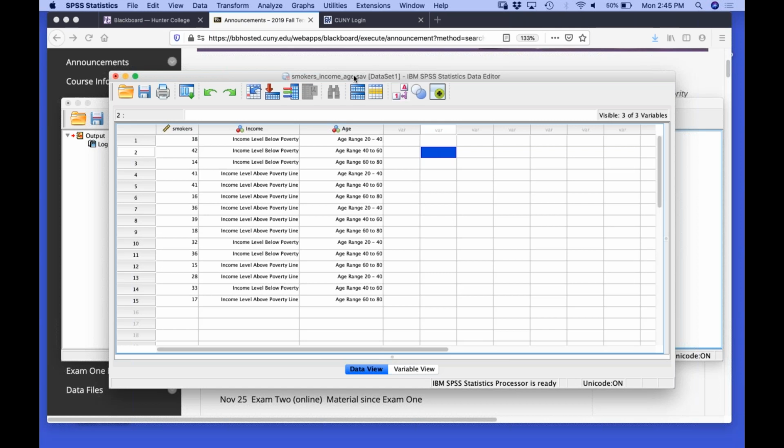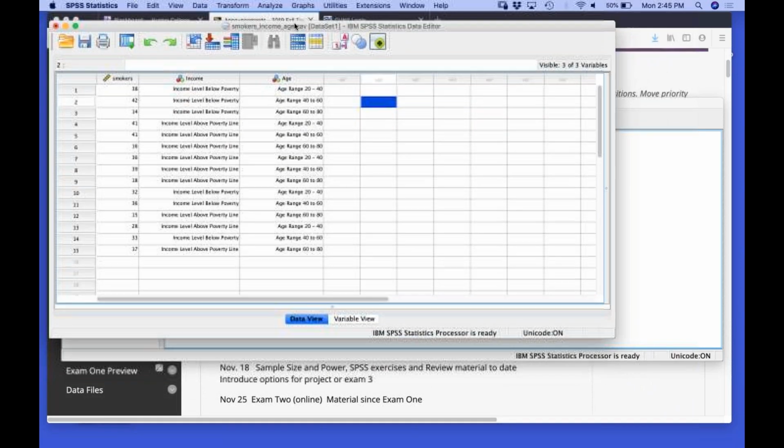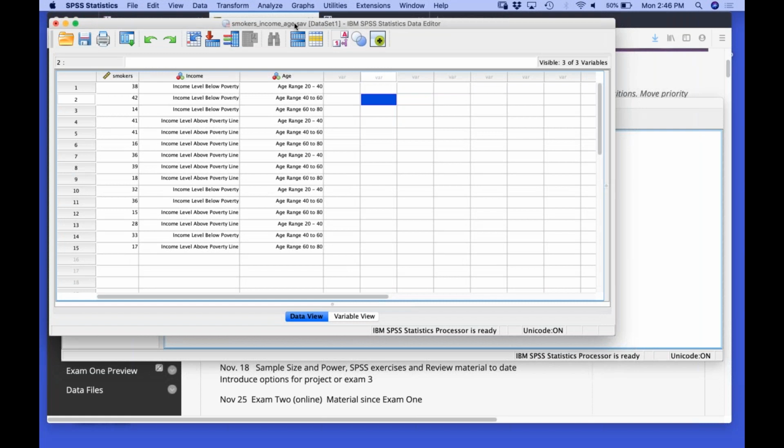So how am I going to organize this data? Well, when I'm working with categorical variables, I organize it by using contingency tables, the tables I just drew.